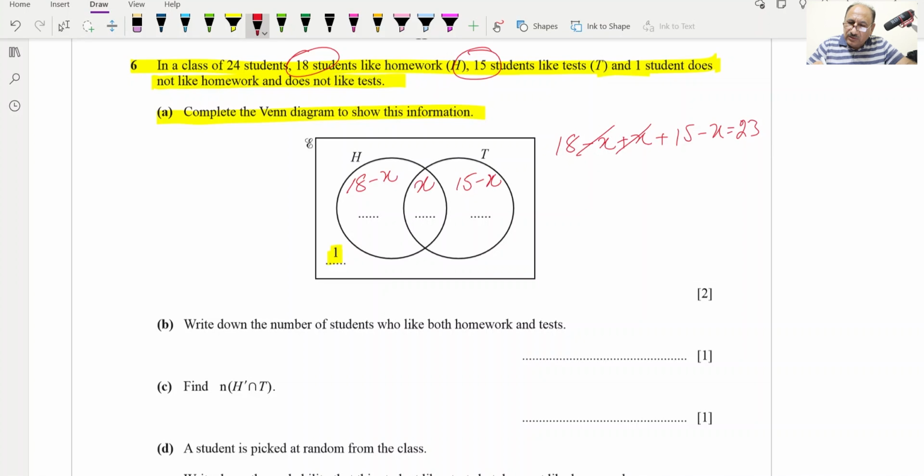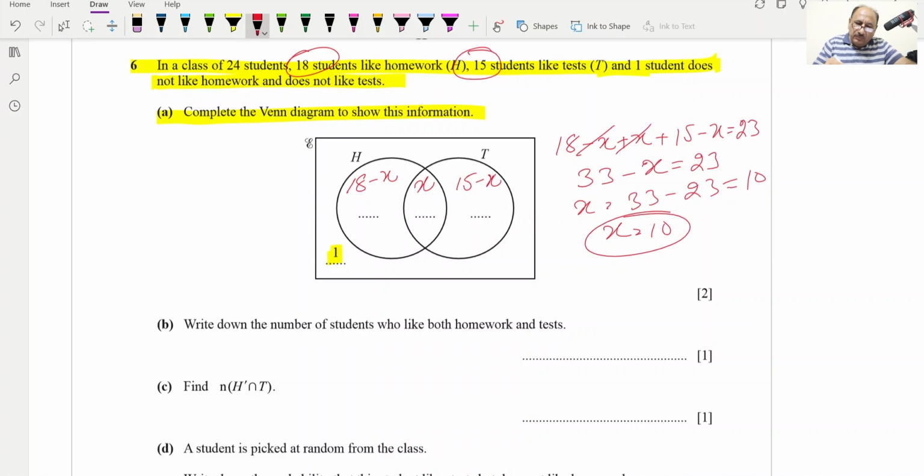These two are cancelled, so we can write 18 plus 15 will be 33, and 33 minus x is equal to 23. So x is equal to 33 minus 23, which is equal to 10. So x value is 10. X is equal to 10.